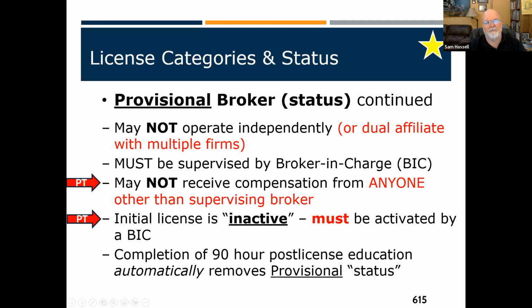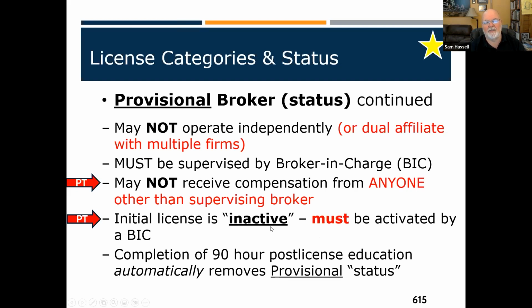A provisional broker may not receive compensation from anyone other than the supervising broker. This has been changed. Everybody has to now get paid by their supervising broker, but a provisional broker has always had to get paid by them. Before, another company could pay a full broker. Now that other company has to pay the broker in charge, and the broker in charge filters it down to the agents.